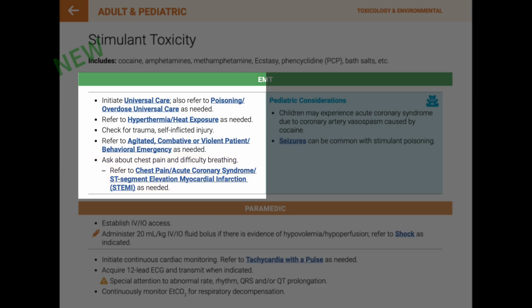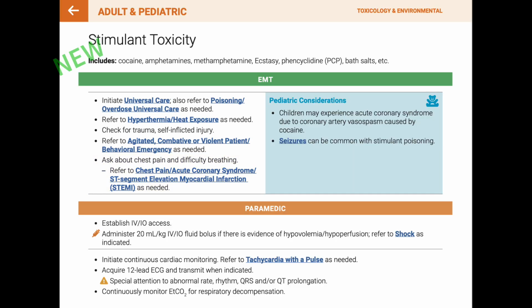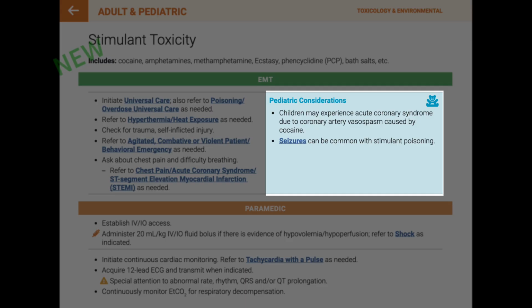If your patient is agitated, aggressive, or confused, you can go to the Agitated, Combative, or Violent Patient Guideline for management steps as well as medication options. If they're overheated, reference the Hyperthermia Heat Exposure page. And if they're reporting any chest pain or show any ECG changes, you'll be directed to the Chest Pain/Acute Coronary Syndrome Guideline.